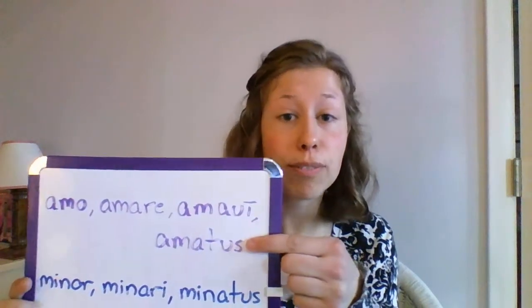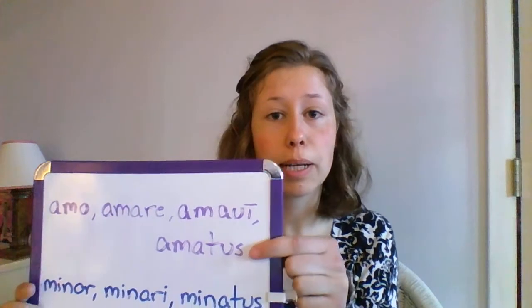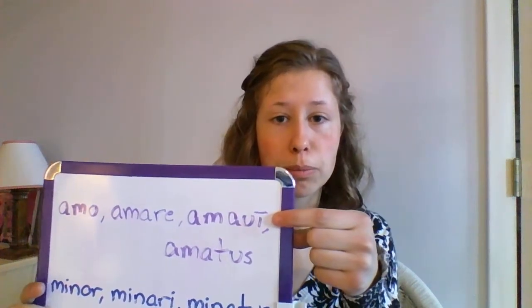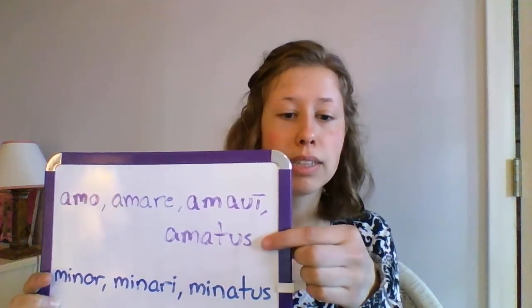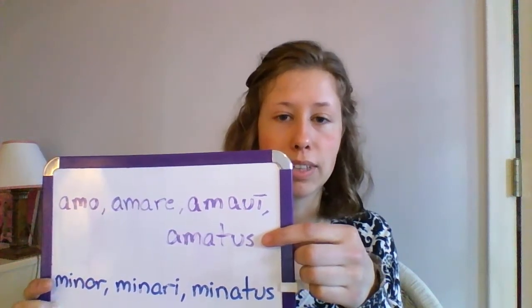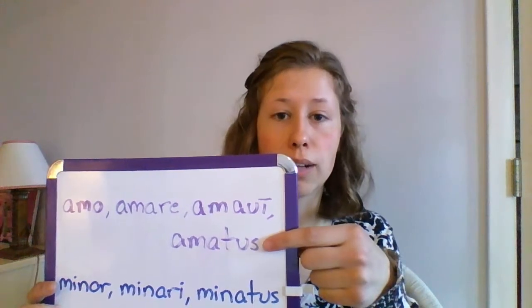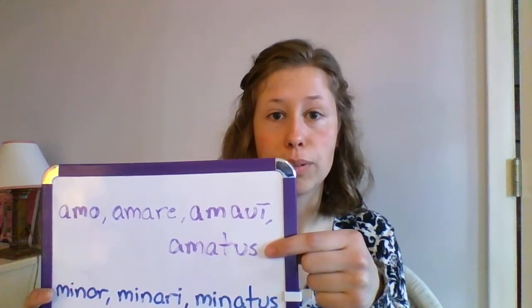Okay, and then the fourth principal part, amatus, is what gives us the perfect and pluperfect passive forms. So active, third principal part; passive, fourth principal part. And amatus also gives us the perfect passive infinitive. So amatus, a, um esse is that perfect passive infinitive form.